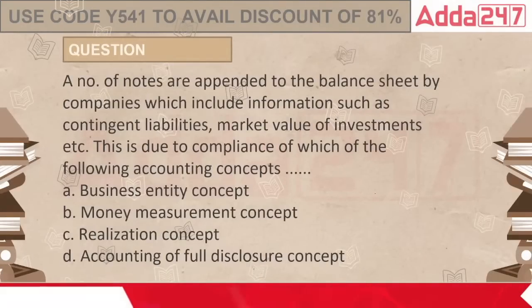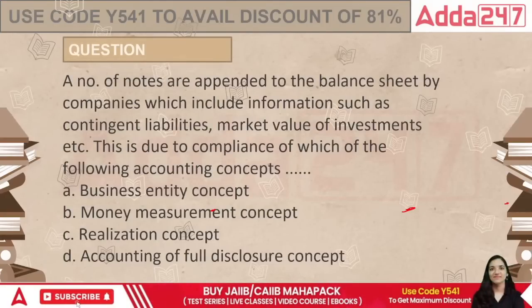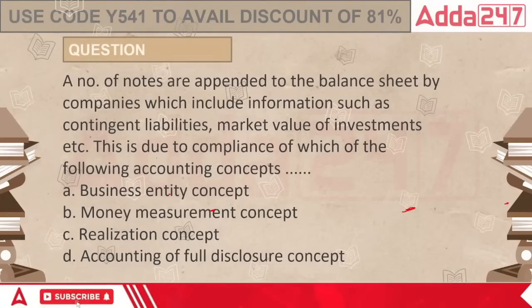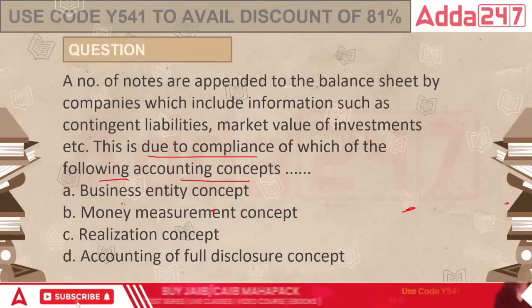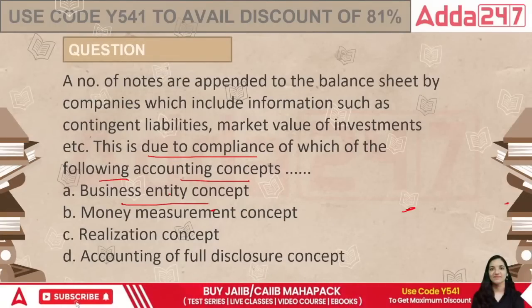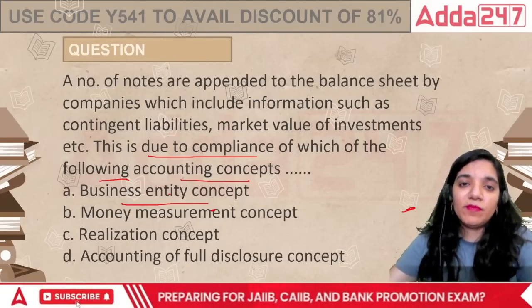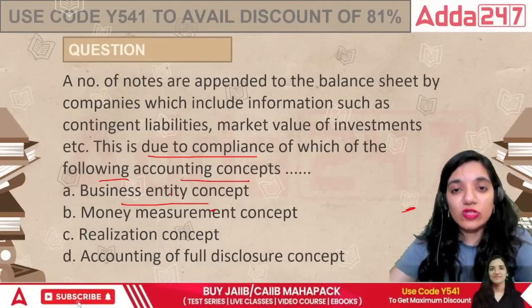Next question. A number of notes are appended to the balance sheet by the companies, which include information such as the contingent liabilities, market value of the investment, etc. This is due to the compliance of which of the following accounting concepts? That is, business entity concept, money measurement concept, realization concept, or the last one, that is accounting or full disclosure concept.